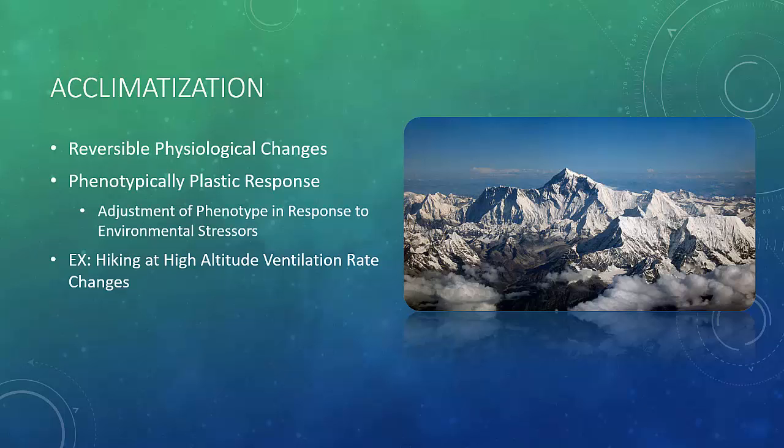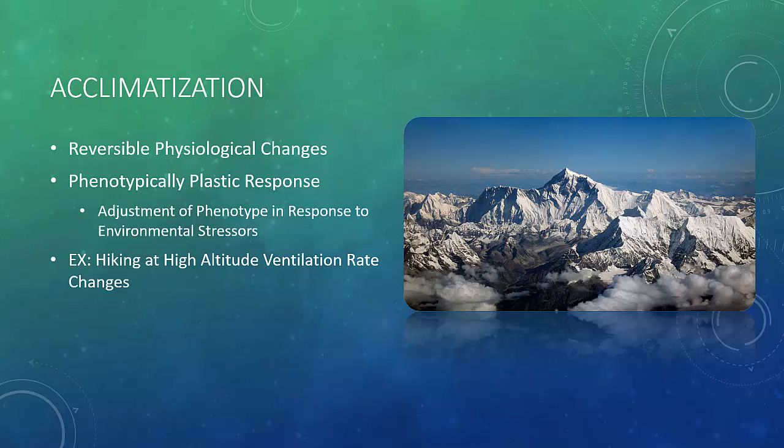So the first level is what we call acclimatization. These are reversible physiological changes induced in an organism when undergoing acute stress. So it is a phenotypically plastic response. So an organism can adjust their phenotype in response to an environmental stressor.